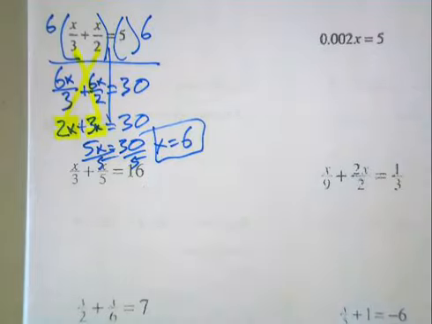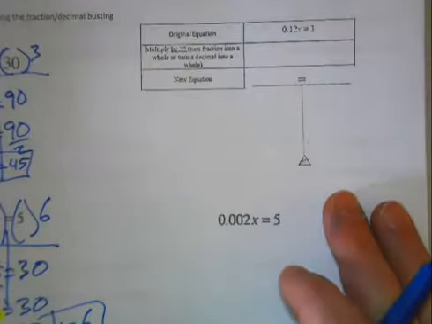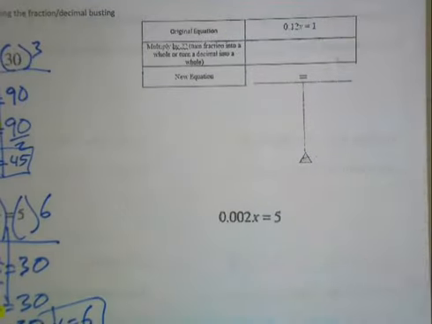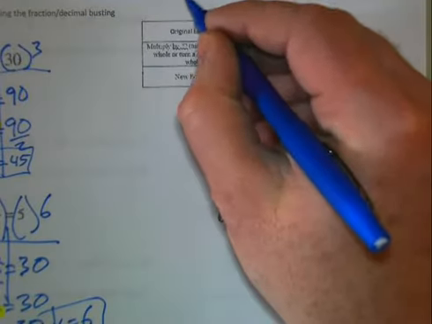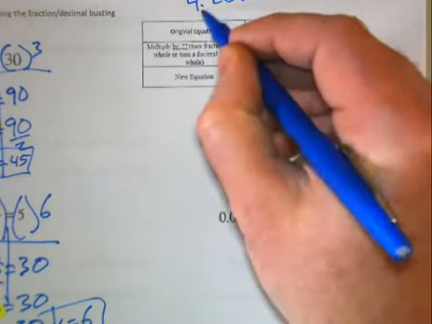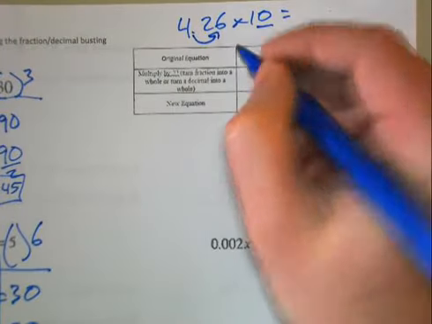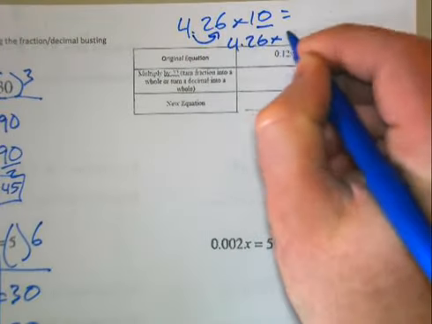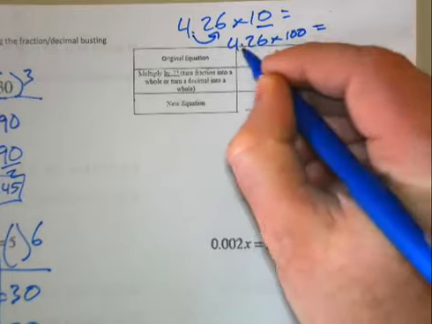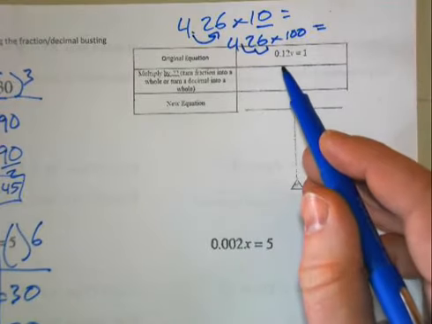Now, what do you do when you have decimals? When you have decimals, it can be messy. Or we remember that when we multiply any number, 4.26 times 10, we move the decimal 1 point to the right for every 0. And if I multiply 4.26 times 100, it moves the decimal 2 points. So that's exactly what we're going to do with this decimal problem.